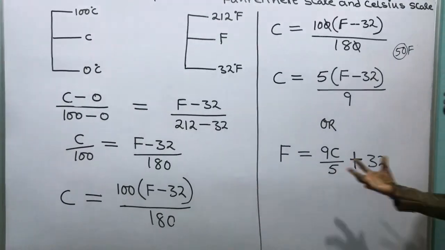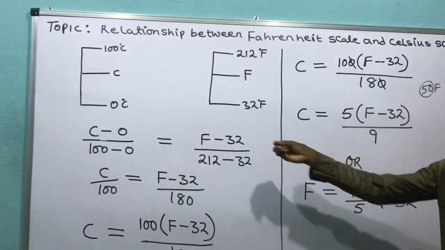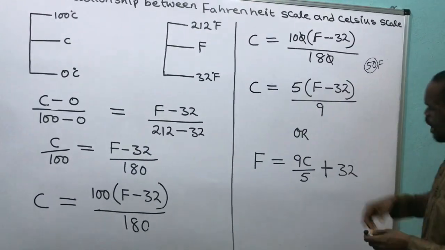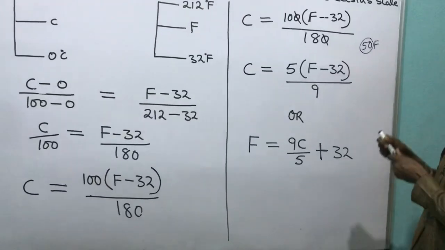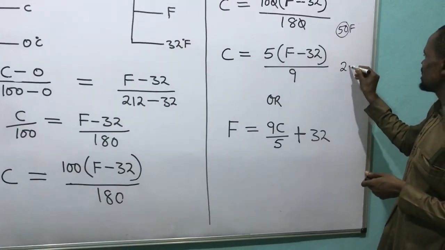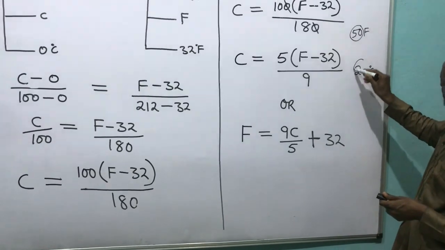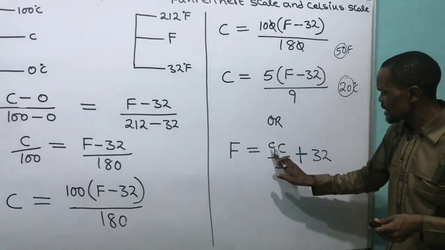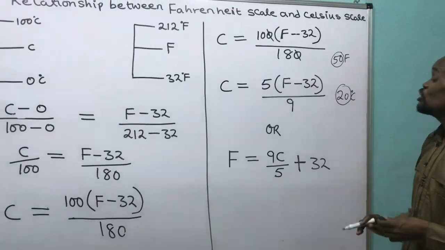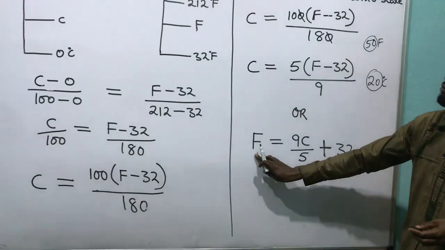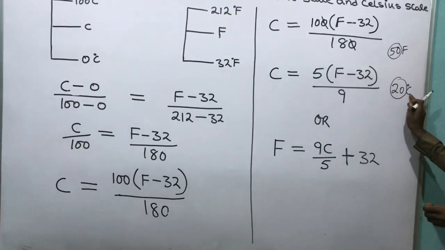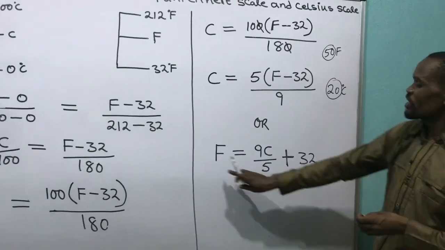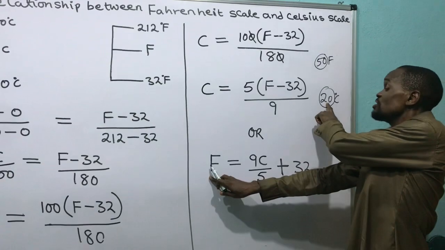That means if I use a thermometer calibrated in degrees centigrade to measure something, and I want the same value in Fahrenheit, I will not take the value I got in degrees centigrade as it is. Assuming that I measure it and get 20 degrees centigrade, this 20 represents C. So I remove C and put 20 times 9 divided by 5 plus 32, and that gives me the value in Fahrenheit. That means if I put 20 degrees centigrade here, times 9 divided by 5 plus 32 gives me the value of 20 degrees centigrade in Fahrenheit.